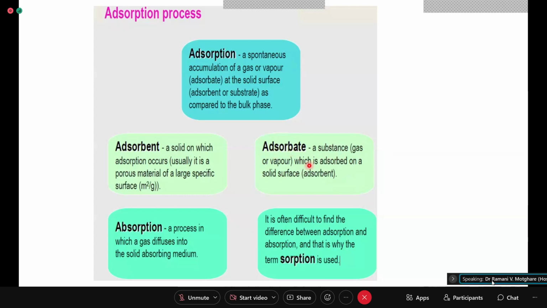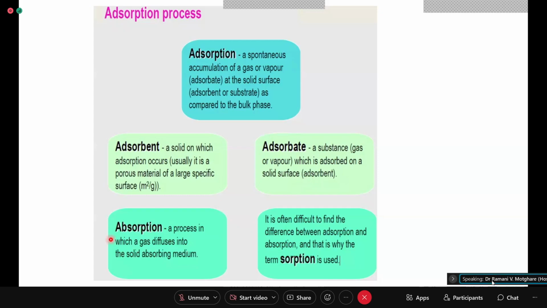Adsorbate is a substance which is adsorbed on a solid surface. Now, it is not exactly a solid surface; it should not always be a solid surface. It is any surface on which you find adsorption taking place. There are many processes where you will find liquids act as adsorbent, and gas and other liquids act as adsorbate. Such kinds of systems are also there.